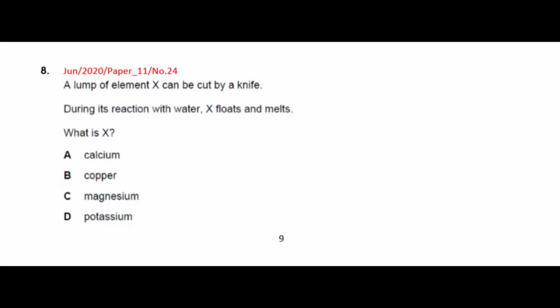And if you're talking about the chemical properties, we know that group 1 elements react aggressively and vigorously with water, and it is an exothermic reaction. When group 1 elements are dropped into water, they have very low density, so they float on the water surface and catch fire, so they usually melt. So sodium, or the elements belonging to the first group, here in the options we see potassium, which is the delta option and belongs to the first group, so it can be cut with a knife, it floats on the water and it melts. So delta is the correct answer for this question.